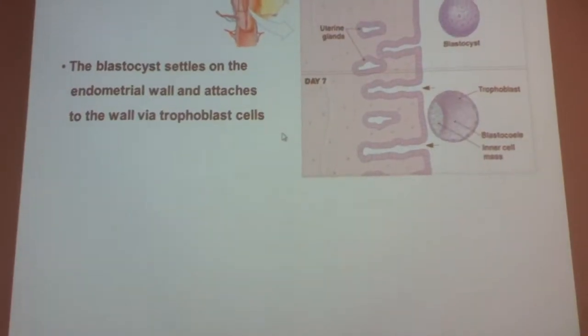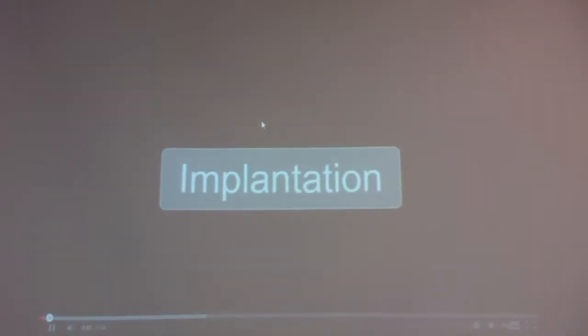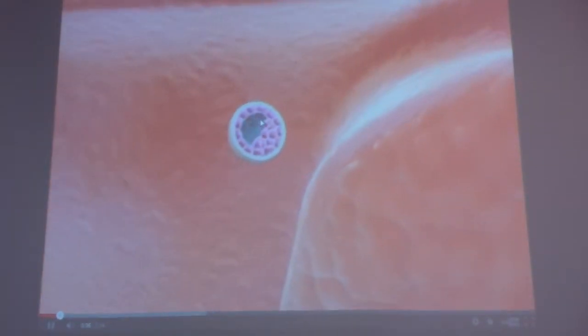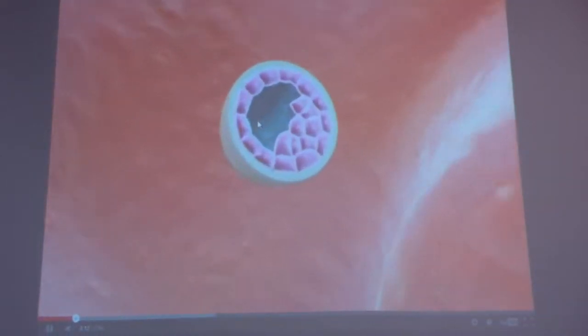That's not what I wanted to do. And this does not have sound either. You can see it's come through the oviduct, the isthmus of the oviduct. It's now moving down the uterine surface.